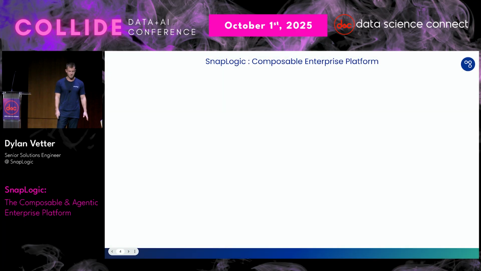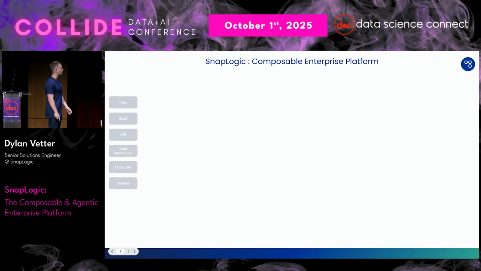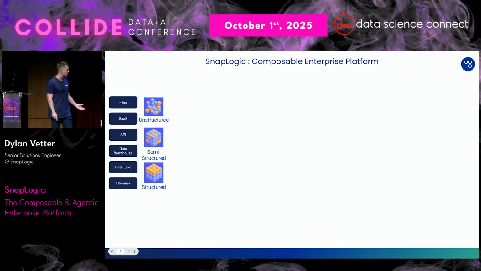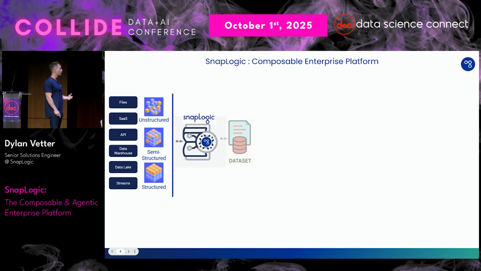So how do we do this? How does SnapLogic work? Being an integration company, the core concept is being able to connect to all these different sources. Whether it's a file system, an application, a database, an API, a data warehouse, whatever it may be, SnapLogic is able to connect to those, deal with any type of format, ingest that data, and what we do is turn that into a data set in memory.